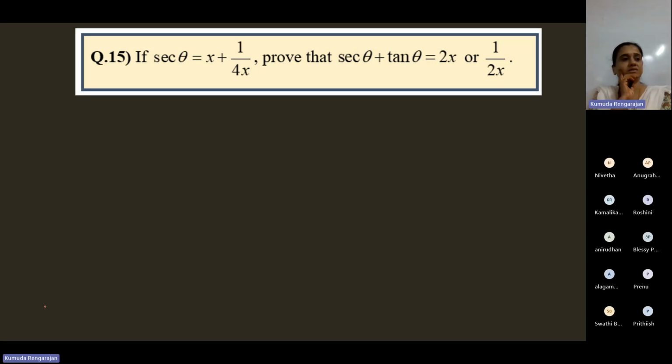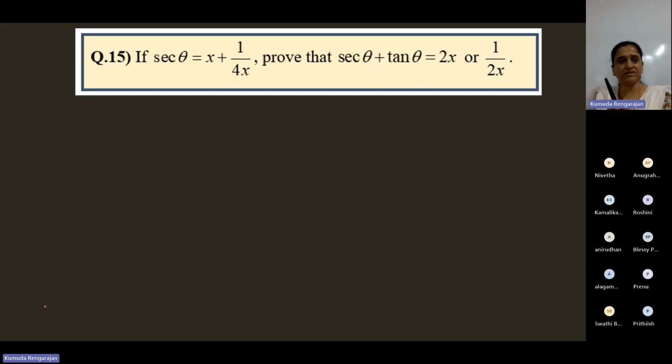If secant theta is equal to x plus 1 by 4x, then prove that secant theta plus tan theta is 2x or 1 by 2x. We are given only the value for secant theta. Secant theta is x plus 1 by 4x. But we have to prove, or you'll have to show that secant theta plus tan theta is 2x or 1 by 2x.